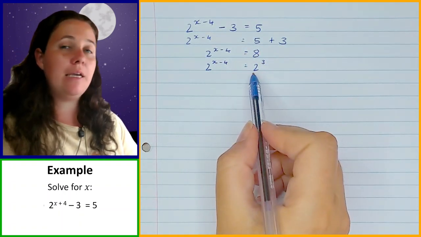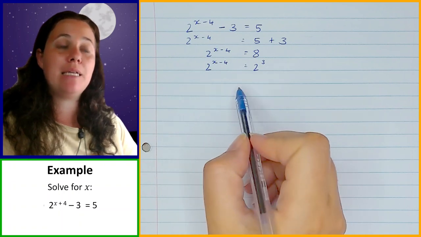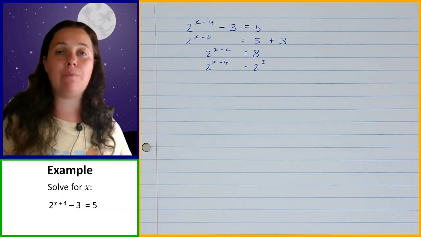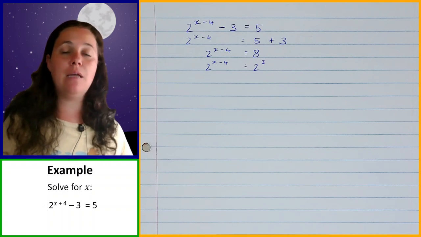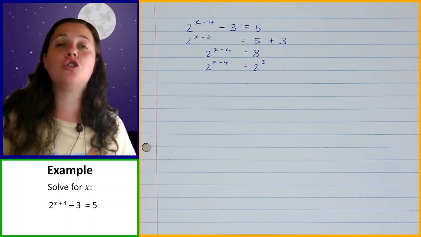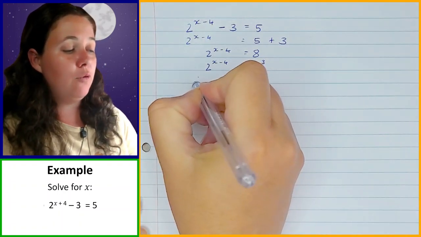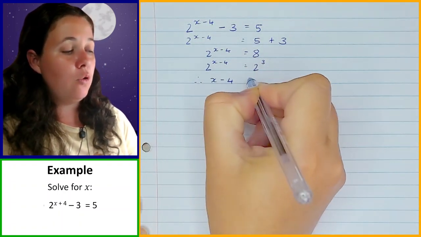My goal here is to make sure I have the same base, because as soon as I've got 2 to the power of something equal to 2 to the power of something, then those exponents should be equal to each other because the bases are identical. So now I can say, therefore, x minus 4 equals 3.